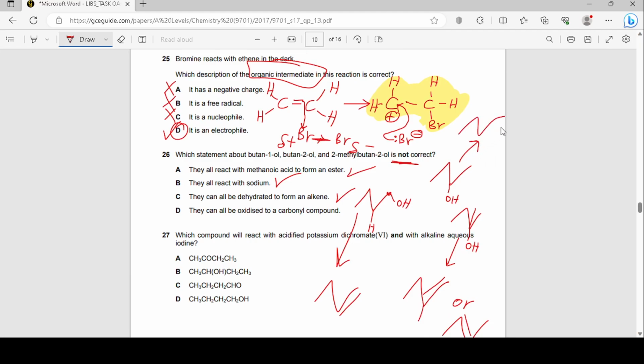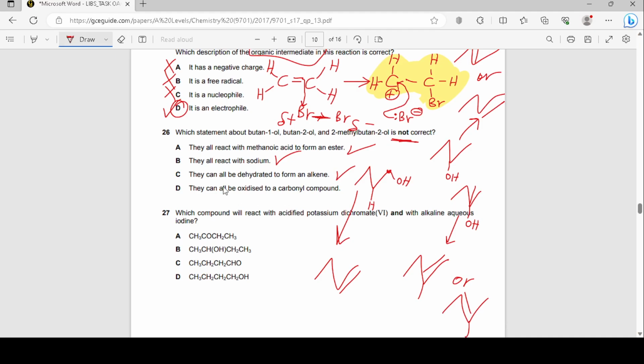But anyways, alkenes are able to be formed from all of them, basically, is my point. So C is also right. So then obviously, because A, B, and C are right, D must be wrong. If you look at it, the statement that they can all be oxidized to a carbonyl compound is wrong.